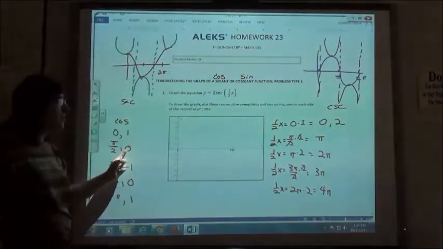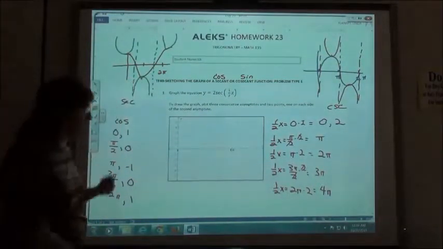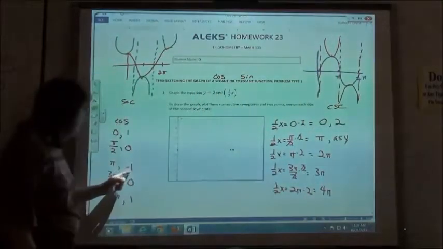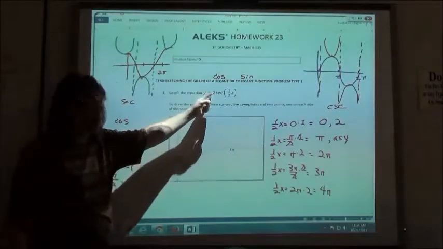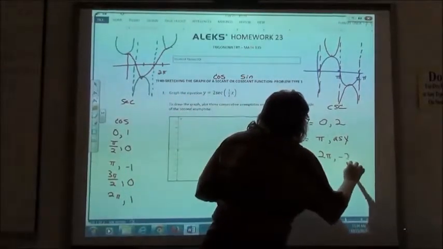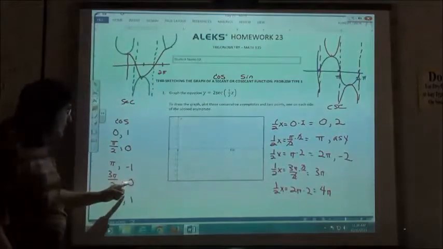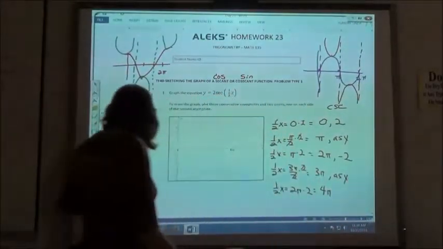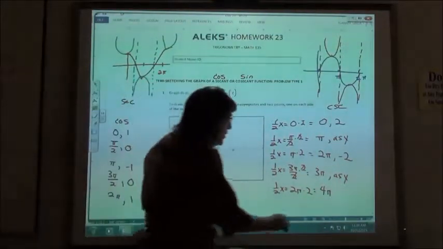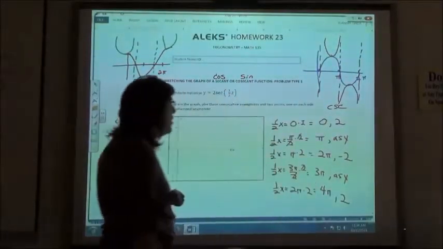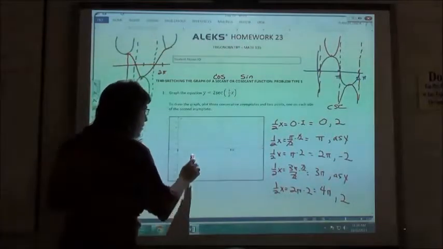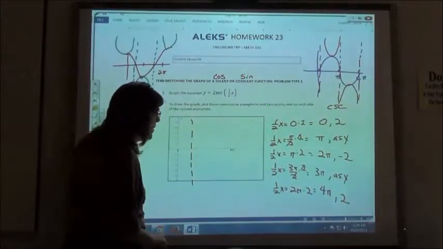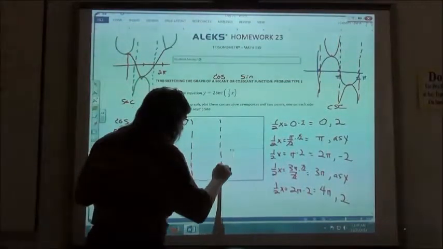If I have a 0, I'm going to have an asymptote. Here I have negative 1 times my amplitude, so negative 2. Here I have 0, so that's where I'm going to have an asymptote. And here I have a positive 1. 1 times 2 is going to give me 2. So at pi, this would be 1 pi, I have an asymptote. At 3 pi, I also have an asymptote.